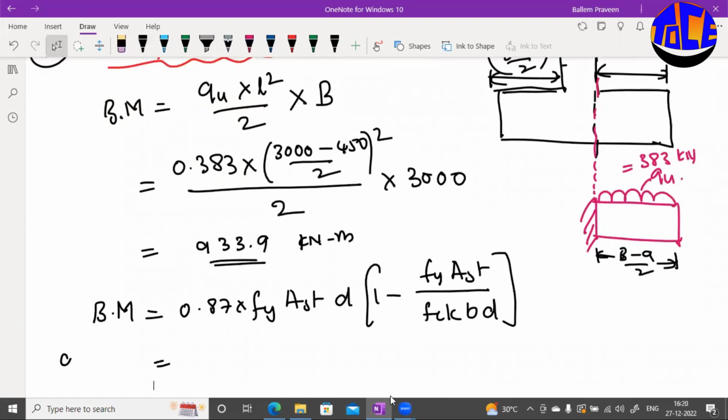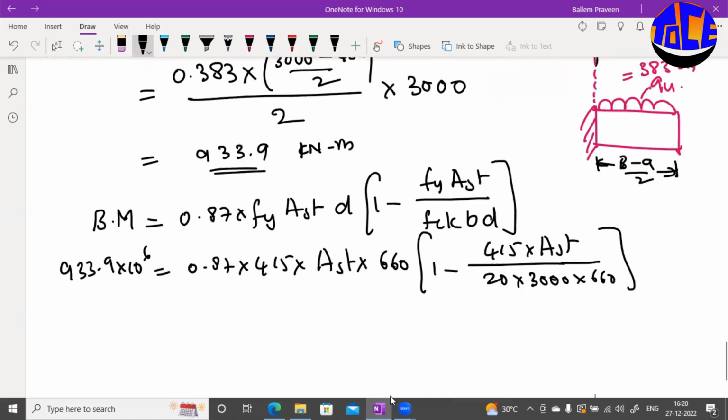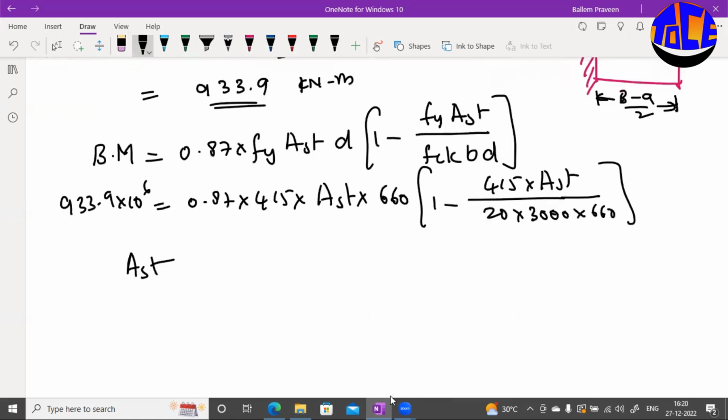So here moment is 933.9 into 10 to the power of 6, and 0.87 into 415 into AST, we need to find out, and D is 660. 1 minus Fy is 415 and AST we need to find out, 20, B is 3000 and D value is 660. Okay, so by solving this equation, you'll get AST around 4094.8 mm square.